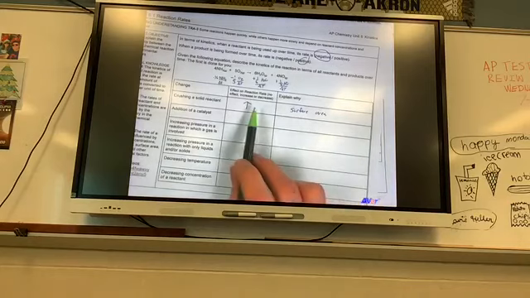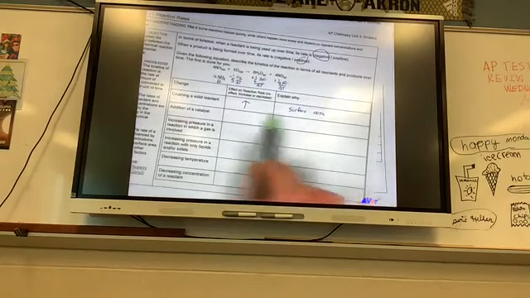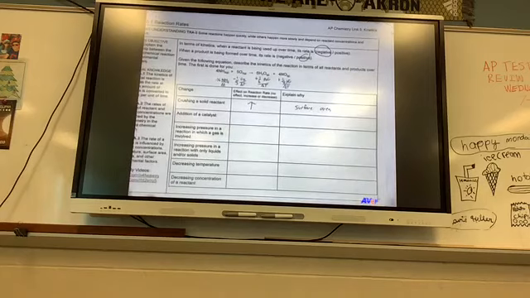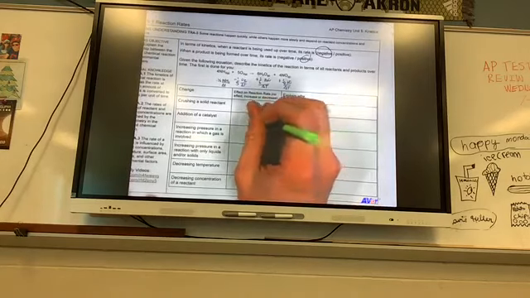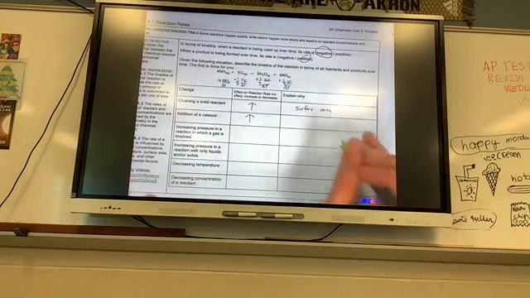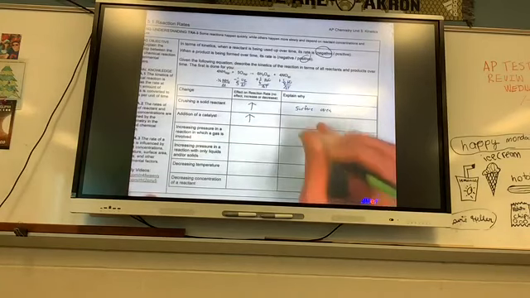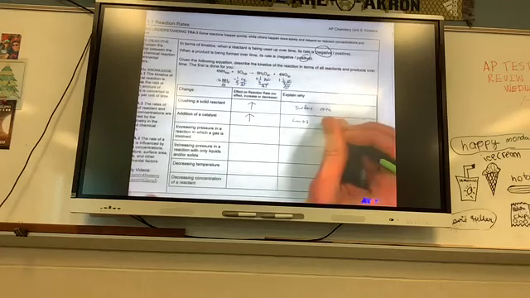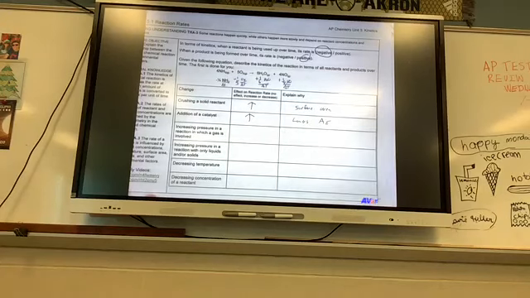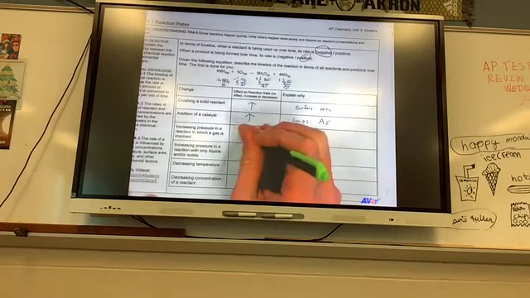If you crush a cube of sugar, it's going to dissolve a lot faster than a whole cube of sugar. Addition of a catalyst. Increase. We talked about this. First of all, this lowers activation energy.